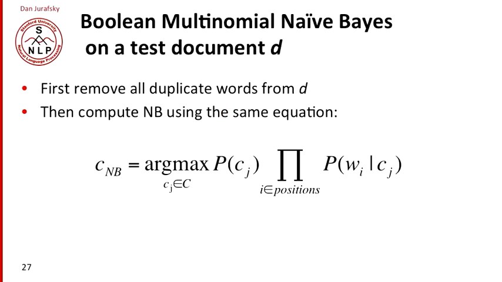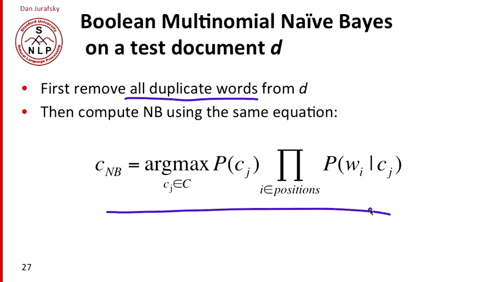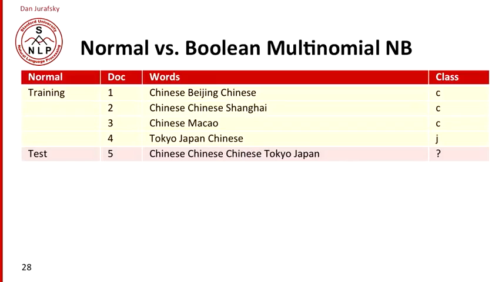The testing, when we're doing Boolean multinomial naive Bayes, we do the exact same thing. We remove from the test document all the duplicate words. So if a word occurs 5 times, we keep only 1 copy of it. And then we use the same naive Bayes equation we've been using before on this slightly reduced text document. Let's look at an example of Boolean multinomial naive Bayes.